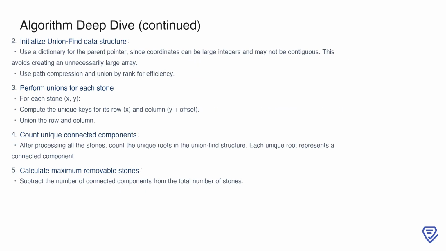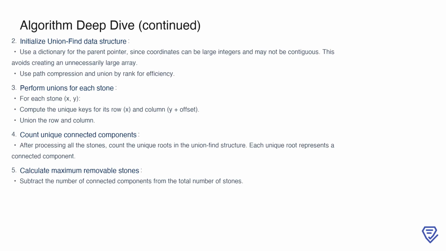The next step is to initialize the union find data structure. Instead of using an array for parent pointers, which would be inefficient for large or non-contiguous coordinate values, we use a dictionary. This allows us to handle the potentially large range of coordinates without allocating excessive space. To keep our operations efficient, we'll implement path compression and union by rank.